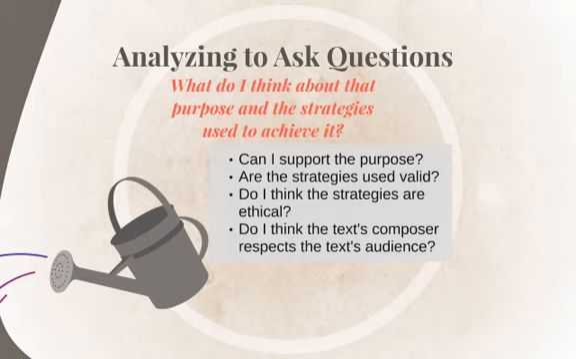So, analyzing to ask questions. What do I think about the purpose and the strategies used to achieve it? Do I support the purpose? Are the strategies they used valid? Do I think the strategies are ethical? Do I think the text composer respects the text audience? These are questions that you can ask yourself when you're starting to analyze the purposes that authors try to achieve by using those rhetorical strategies of ethos, pathos, logos, and kairos. Sometimes the strategies are effective and sometimes they're not. And when you're creating an analysis, what you're doing is evaluating the effectiveness of those strategies. And so I definitely recommend, as you're thinking about drafting your paper, thinking about some of these questions that Wysocki and Lynch raise in the Little DK Handbook.